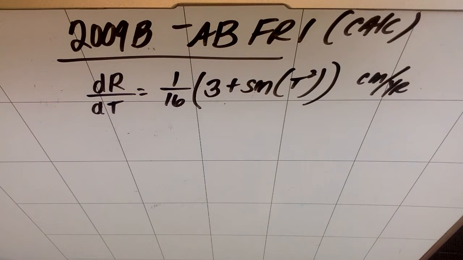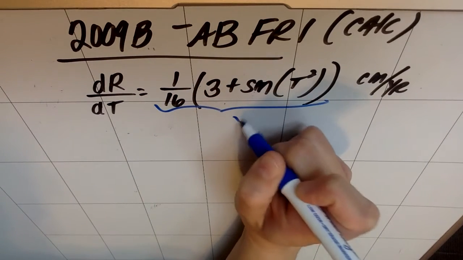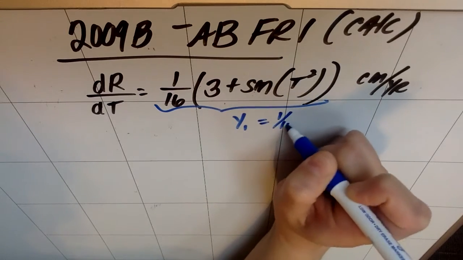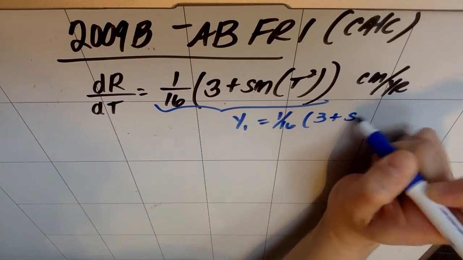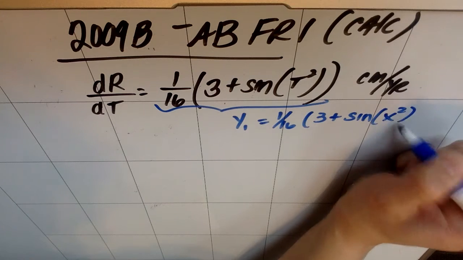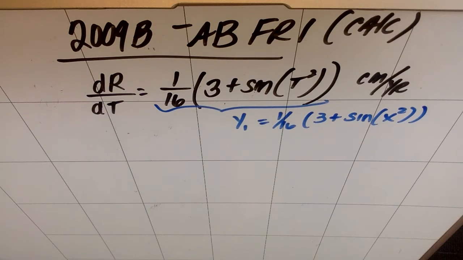So before we start, I'm going to advise that the very first thing you do is put this in as your y1 in your calculator. So 1/16 times the quantity 3 plus sine of x squared, close the parentheses. I did use x instead of t because I'm not in parametric mode. So you should be in radian, and you are probably in function mode because this is AP AB, not AP BC.